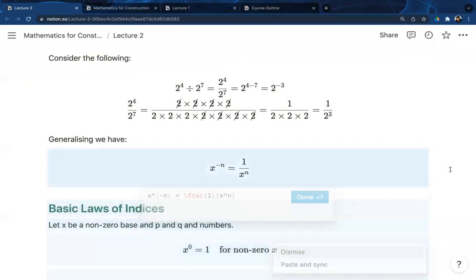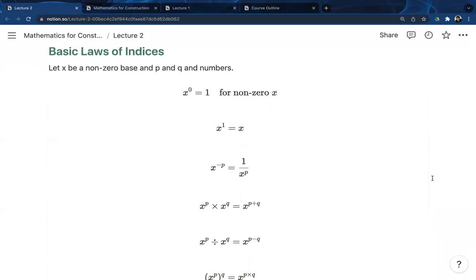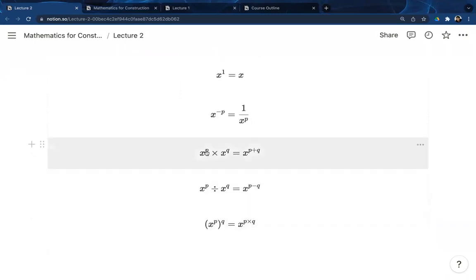These are the basic laws of indices. Let x be a non-zero base. X is not 0, it's some finite non-zero number like 2, 3, 4, 5. For non-zero x, x to the power 0 is 1, x to the power 1 is x, and x to the minus p is 1 over x to the p, where p is some integer power. X to the p times x to the q, we add the indices. X to the p divided by x to the q, we subtract the indices. And when x to the p is raised to the power q, we multiply the indices.